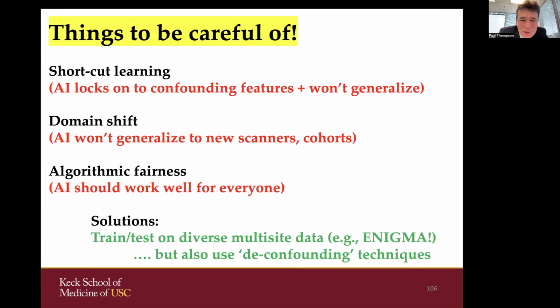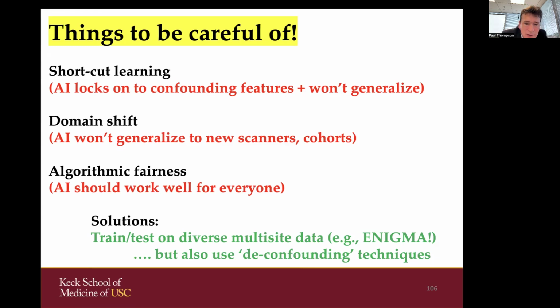What should we be careful of? So just to wrap up, I want to talk to you about a couple of problems with deep learning methods that make them fail. One is shortcut learning, where AI locks onto confounding features and won't generalize. Domain shift is where the AI method doesn't generalize to new data from new groups of people, new scanners. And then there's algorithmic fairness. I mean, an AI could work well for some people, but not for everyone.